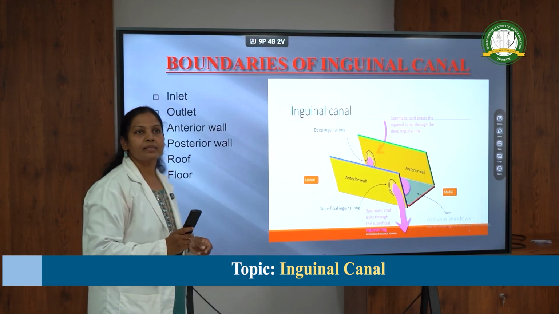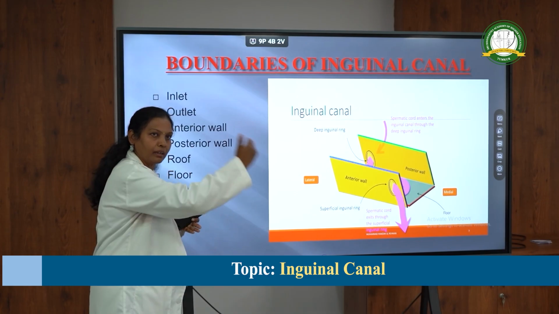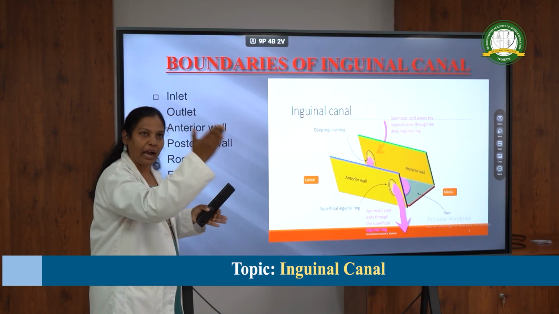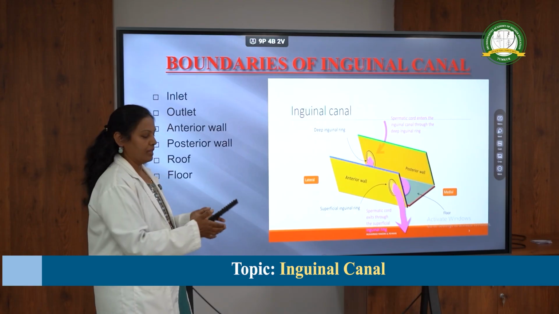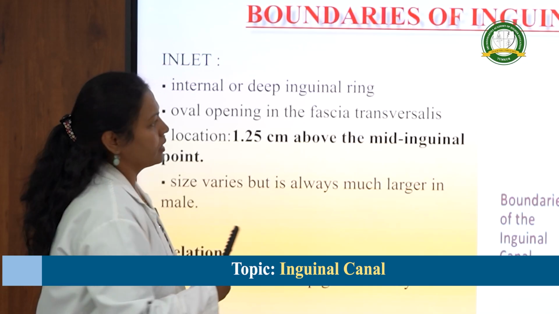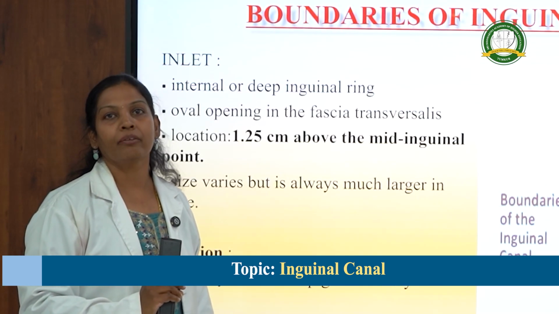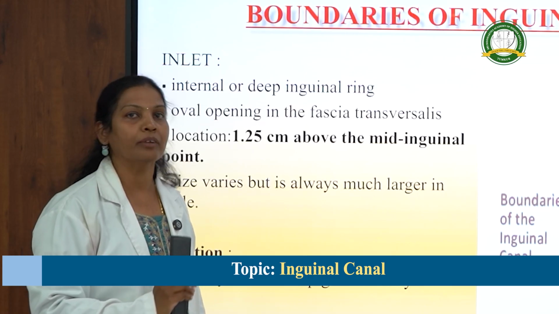So what are the boundaries of inguinal canal? So it's a canal, so it will have the inlet, outlet, roof, floor, anterior wall and posterior wall. So let us see each boundary. So first is the inlet. So inlet of the inguinal canal is formed by the deep inguinal ring. It's also the lateral end of the inguinal canal.